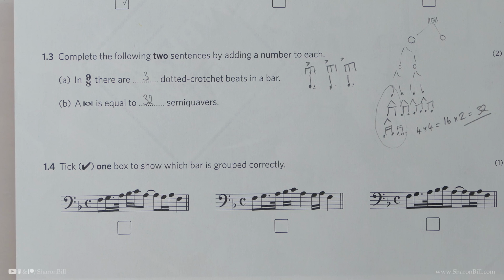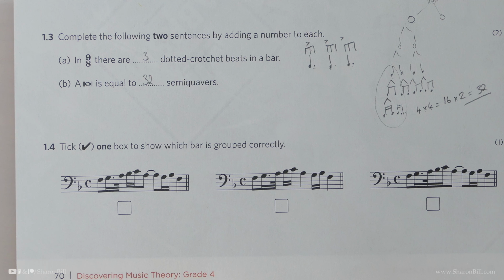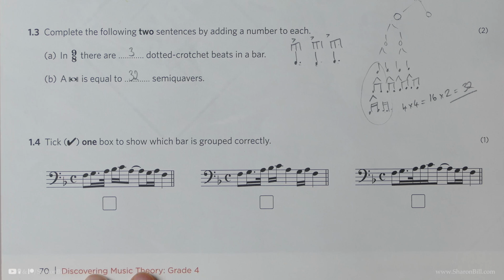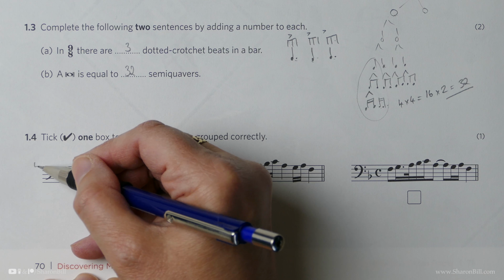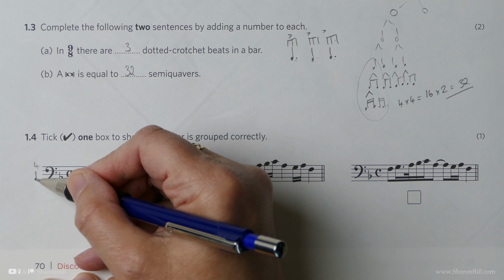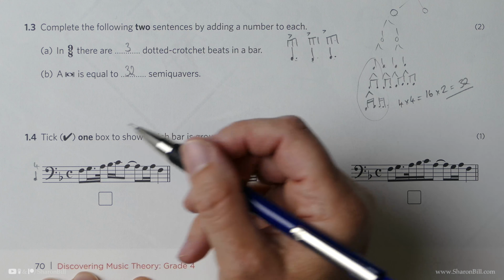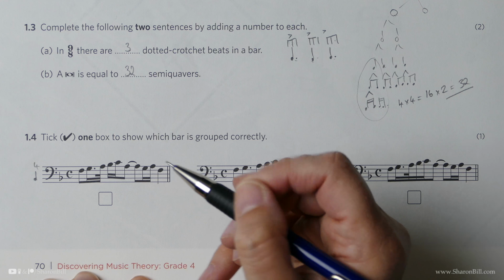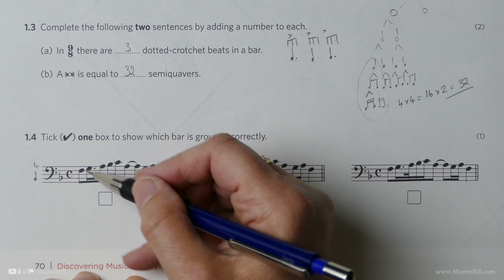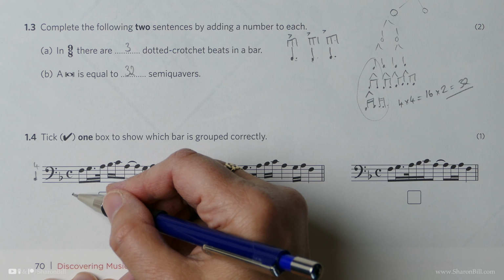Now we need to show which of these bars is grouped correctly. So we need to properly show the unit of the time signature. Here we're in 4/4, common time. So that means 4 crochet beats per bar. We need to clearly see where each crochet beat starts. And remember, we don't beam over the halfway point of the bar. And so here we have, let's just diagram this out.